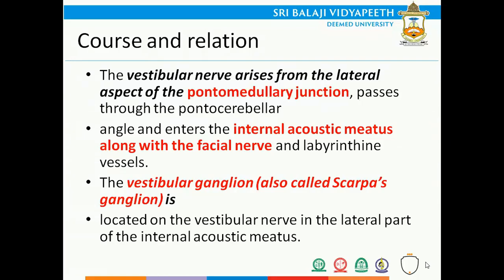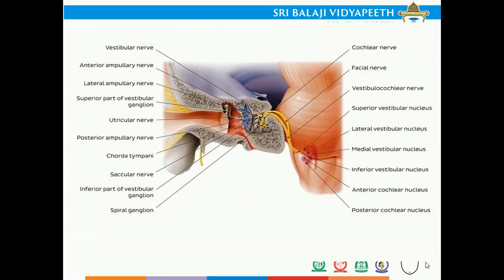Hence, we give it the name cochlear nerve. And the vestibular nerve will end in a ganglion called Scarpa's ganglion, which is located closer to the vestibular nerve in the lateral part of the internal acoustic meatus. Before it re-enters the internal acoustic meatus, the vestibular nerve will end up in a ganglion called Scarpa's ganglion. So this is a very neat image of the vestibular nerve getting divided.